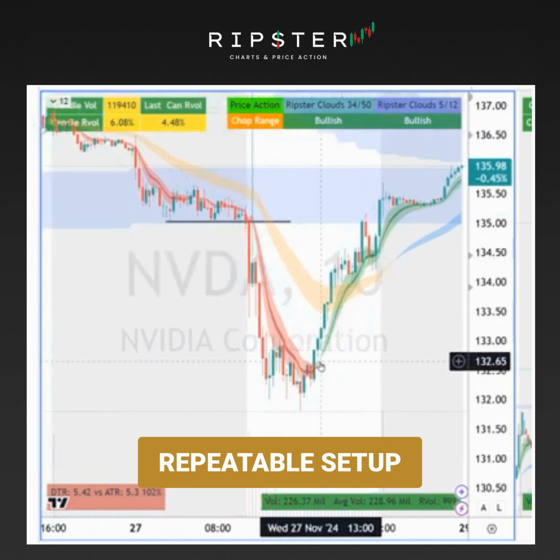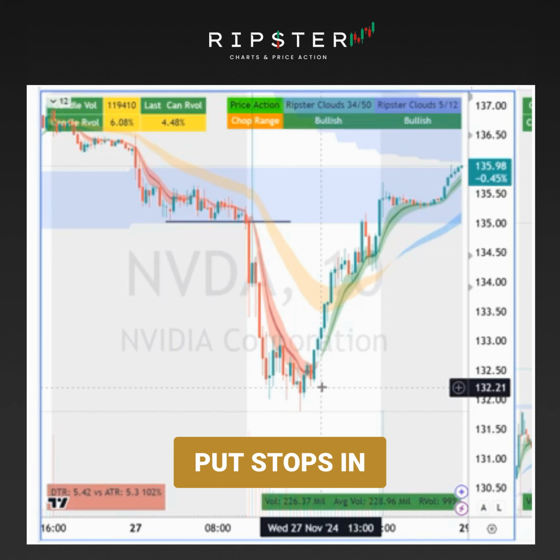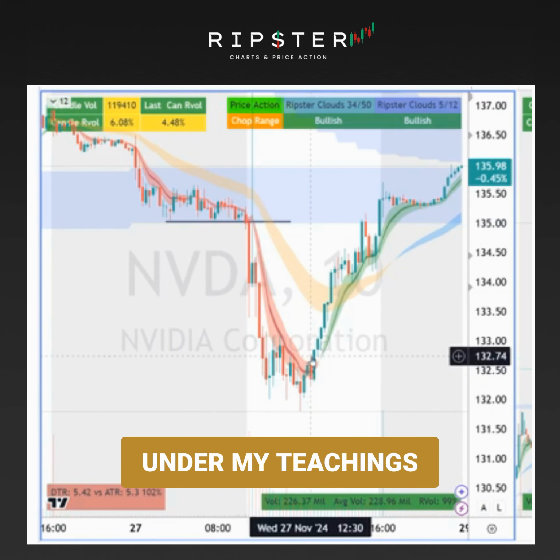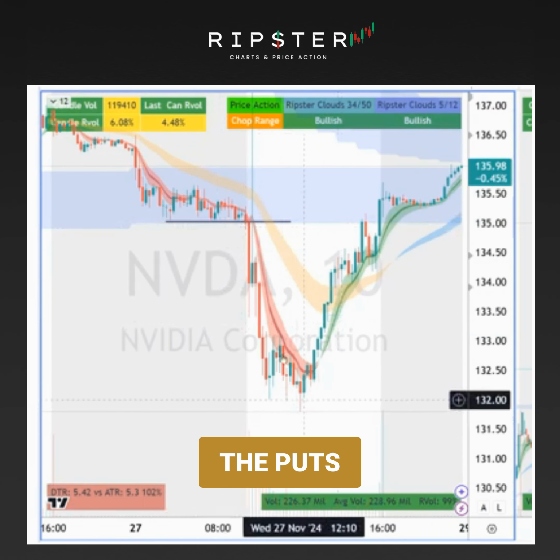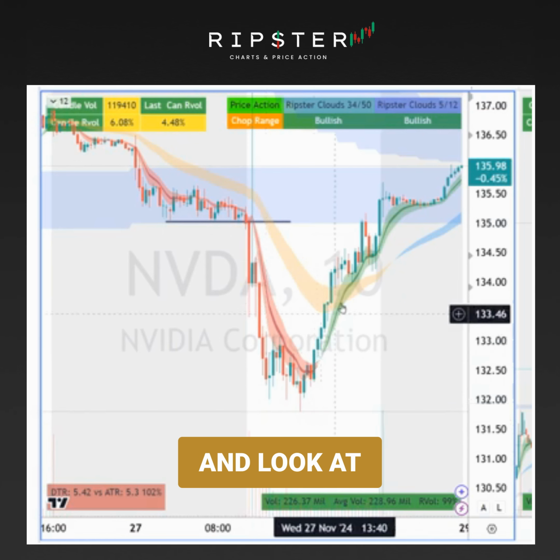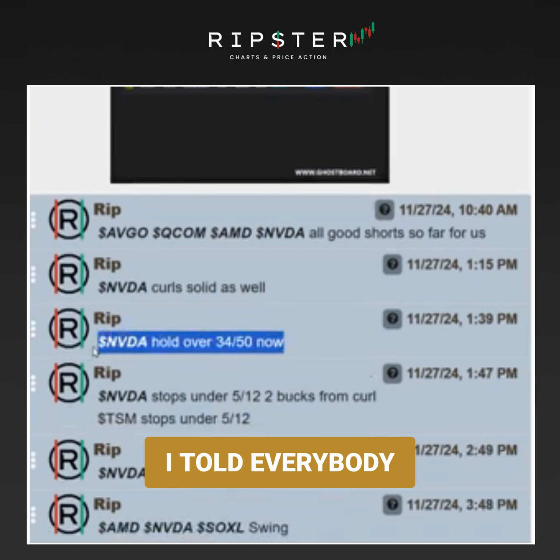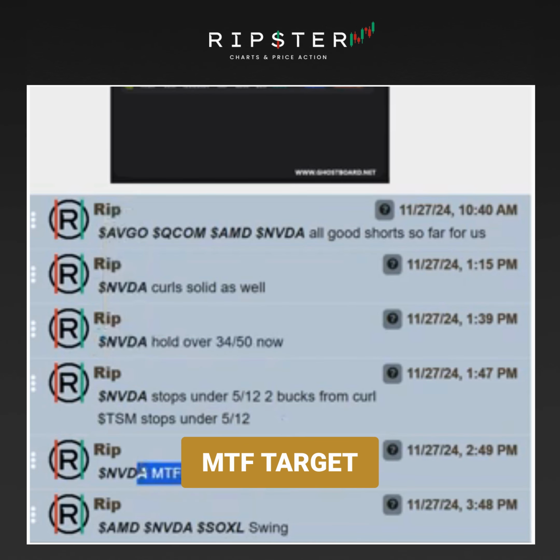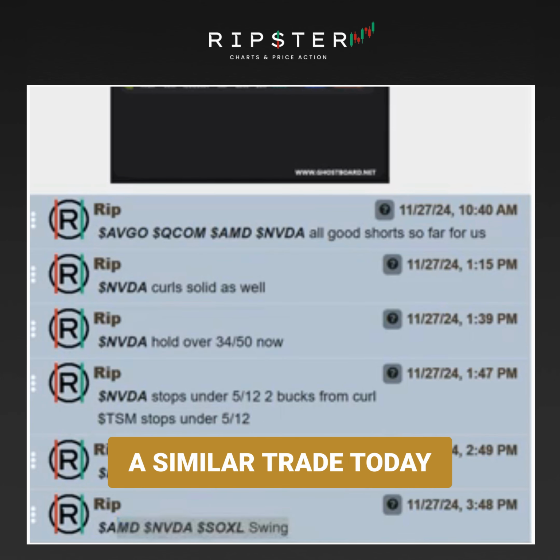So you see Ripster, repeatable setup. This is where you long. This is where you put stops in. From here to here, nobody's buying the dips under my teachings. We are all short. Everybody's buying the puts or shorting it. This is where we long, and look at how much we long. You can see that I told everybody to hold over 34.50, MTF target, swing it.